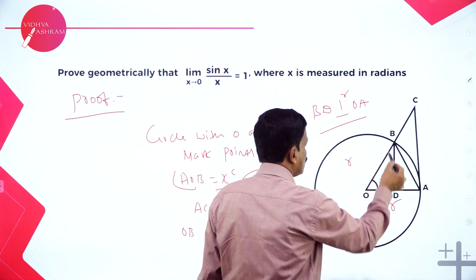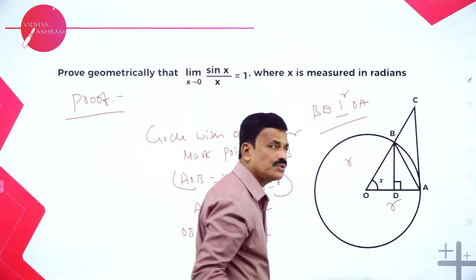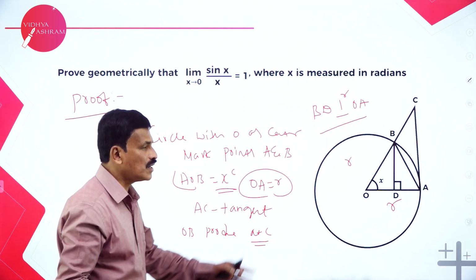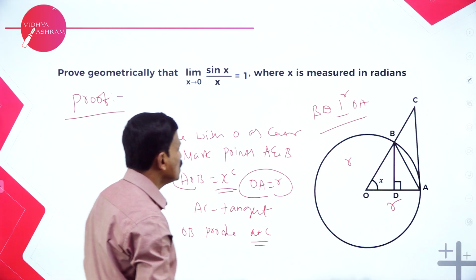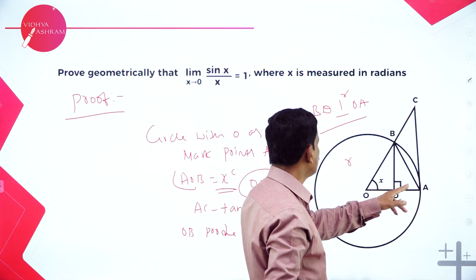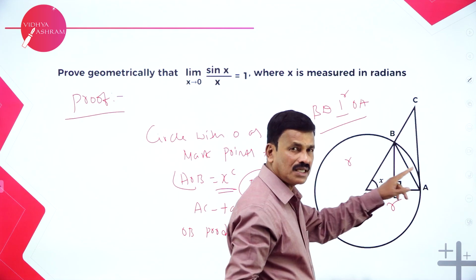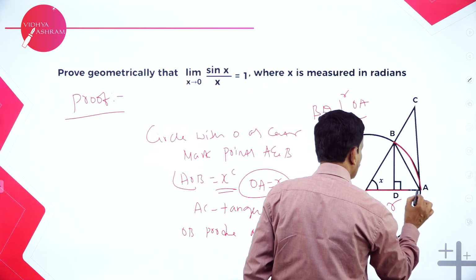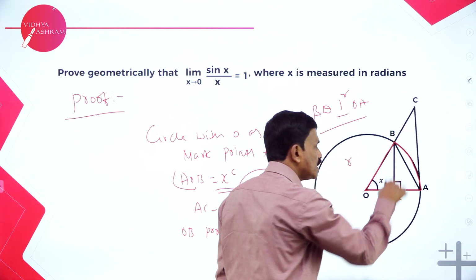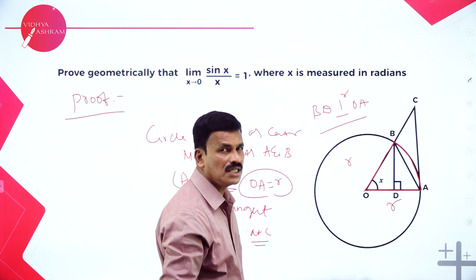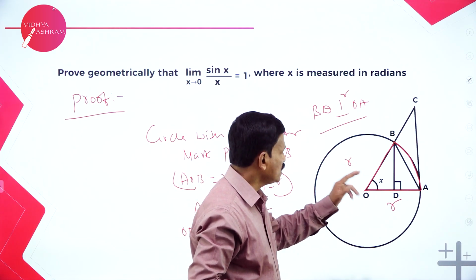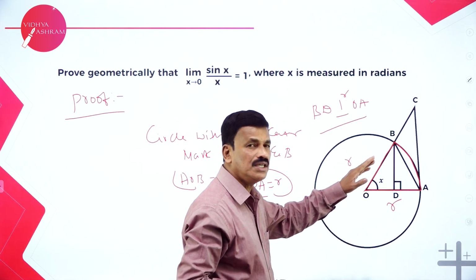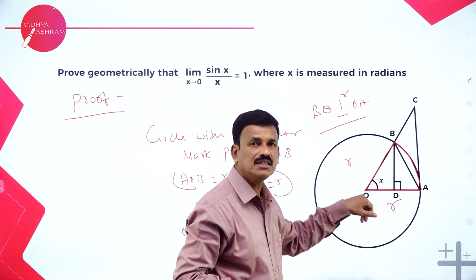Now BD is drawn perpendicular to OA. This is the construction part. Now, if you observe carefully from the figure, find out the area of triangle AOB, then the area of the sector AOB, then the area of the big triangle AOC. The area of triangle AOB is less than the area of sector AOB, which is less than the area of triangle AOC.